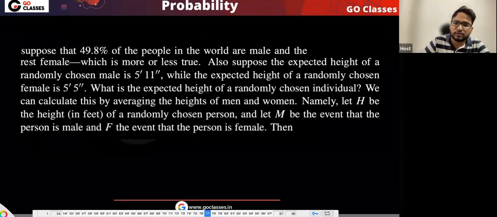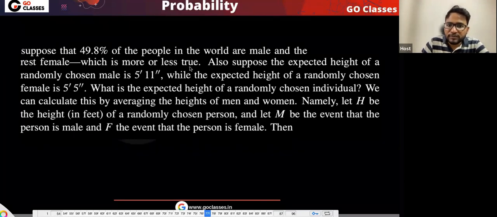Let's just do this last question. Here they are saying that suppose 49.8% of the people in the world are male and the rest are female, which is more or less true. Also suppose the expected height of a randomly chosen male is this, while the expected height of a randomly chosen female is this. What is the expected height of a randomly chosen individual?